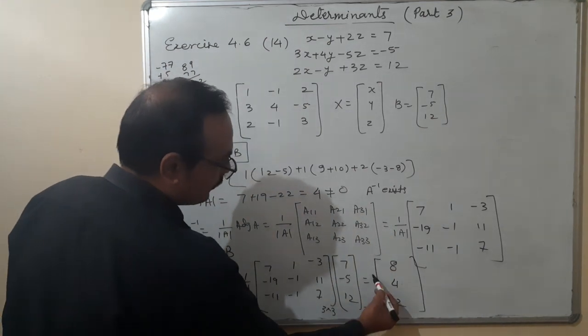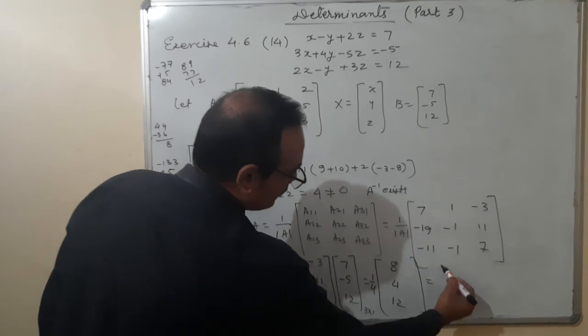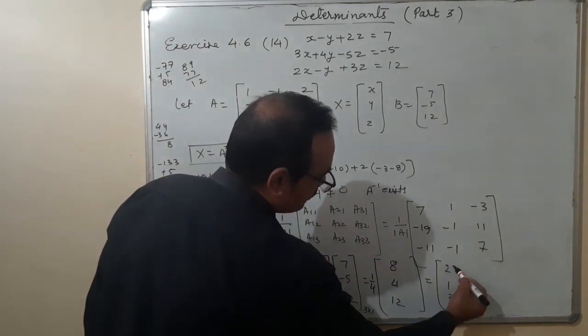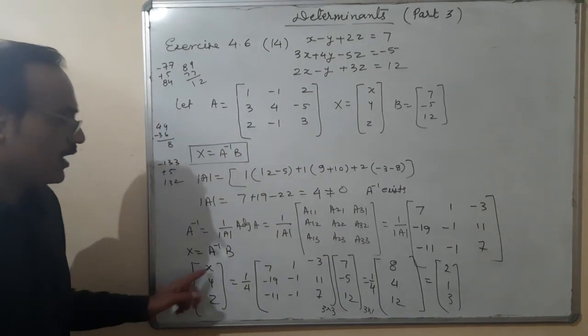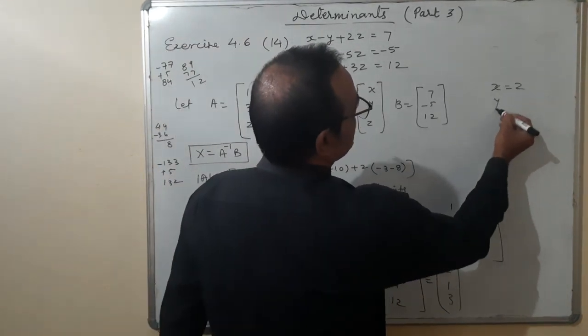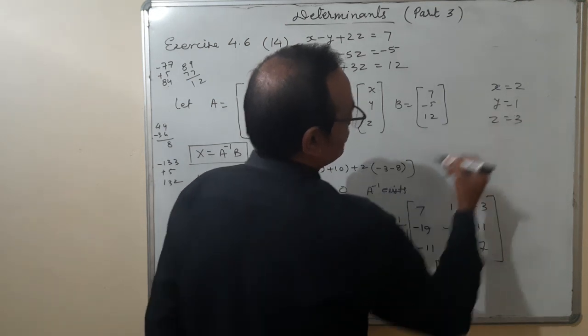Outside it is 1 upon 4. So when we divide by 4, 4 times 2, 4 times 1 and 4 times 3. That means the value of x is equal to 2. X is equal to 2, y is equal to 1 and z is equal to 3.